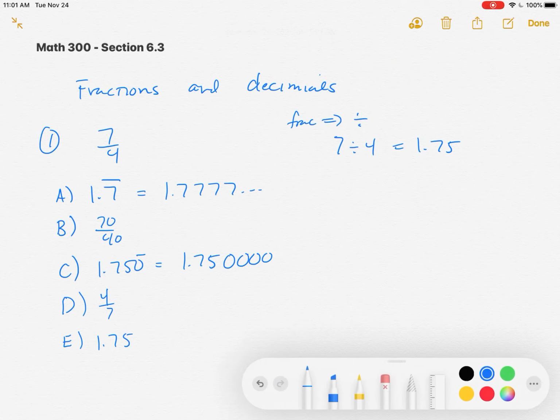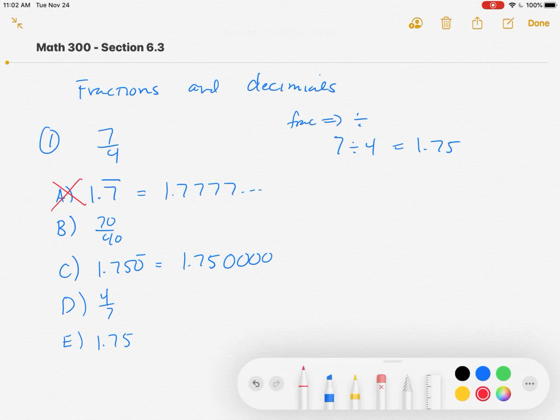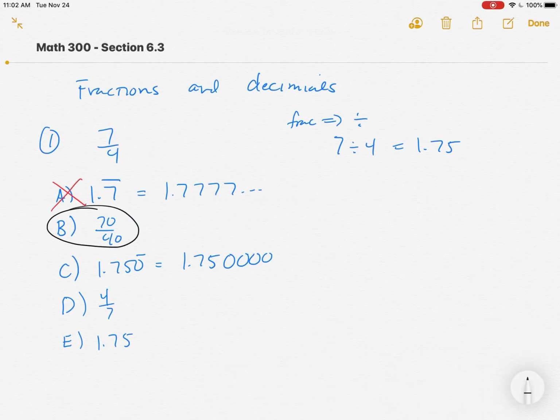So what are some equivalent things? Well, let's X out the things that are not equivalent. Well, A is not equivalent. It's not 1.7 repeating. How about this fraction 70 over 40? Is that a good answer for us? And the answer is yes. 70 over 40 would reduce to 7/4, so it is the same thing. If you questioned it, just check out what 70 divided by 40 is. If you look at 70 divided by 40, you're going to get the same 1.75.